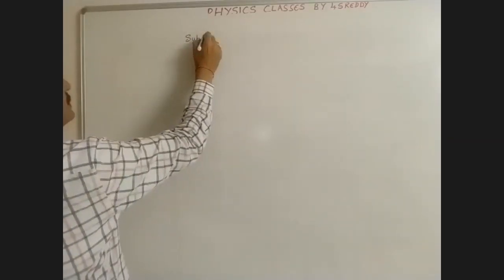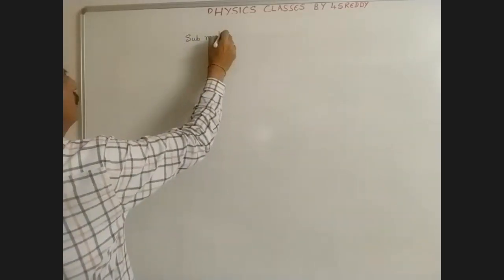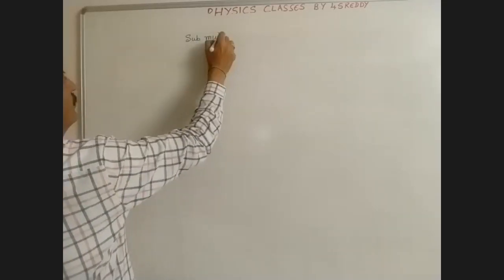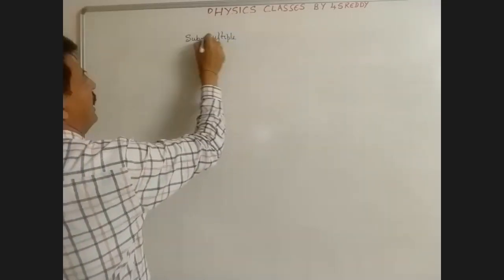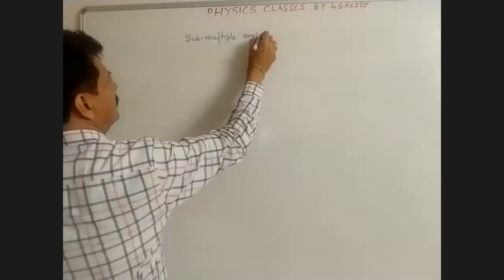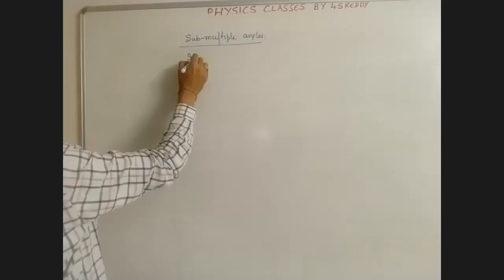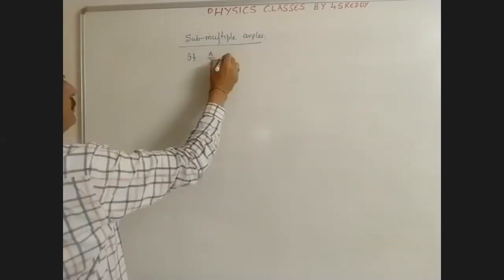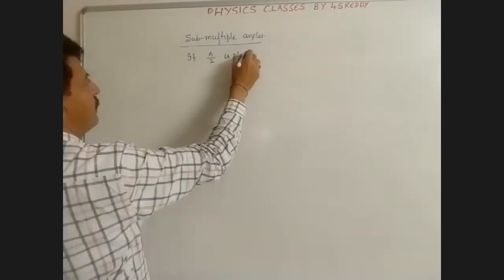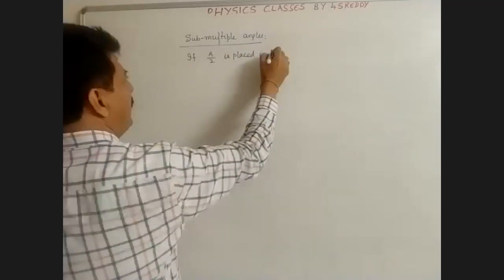Multiple angles. Multiple angles means if A by 2 is placed in place of A.